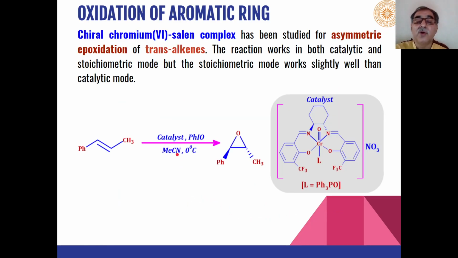Then we can also oxidize the carbon-carbon double bond to chiral compounds when we use chiral chromium complexes as the catalyst. For example, if a chiral chromium salen complex, this type of catalyst where L is triphenylphosphine oxide, is used as a catalyst, then the carbon-carbon double bond is oxidized to an epoxide with enantiomeric product formation.